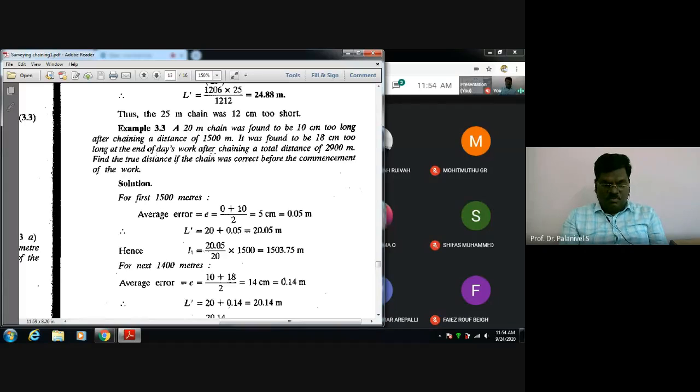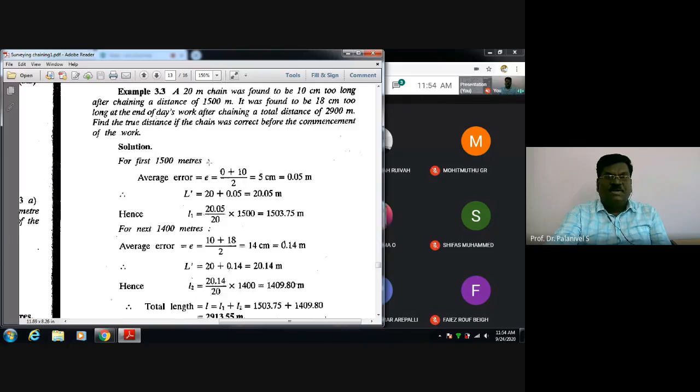Since morning to evening, usually in the field, due to some problem, it might have expanded. Or due to sunlight, thermal expansion. Due to thermal expansion, it might have expanded. That's what. Right. Now, for the first 1500 meter, how to do the error correction?